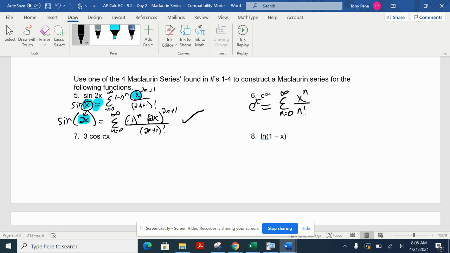Similar to number 5, all I did in this next part is, instead of e to the x, we now do e to the x divided by 4. So what that simply means is, in this one, wherever we had our x before, we would have had x to the n over n factorial. We're just going to do the exact same thing we did on the left-hand side and change the x to x over 4. And then that's our series for this.